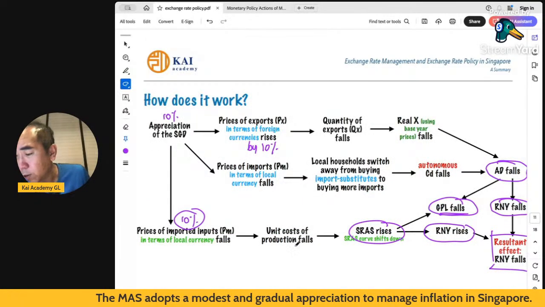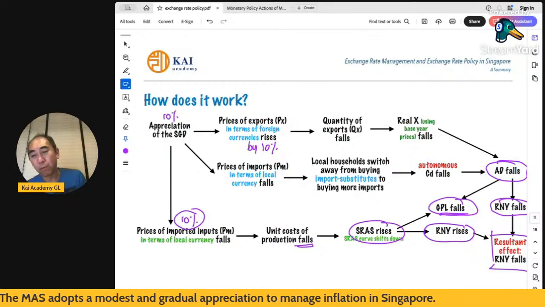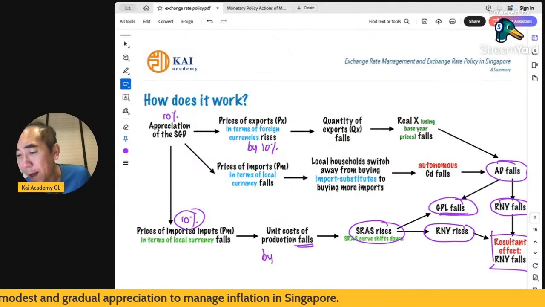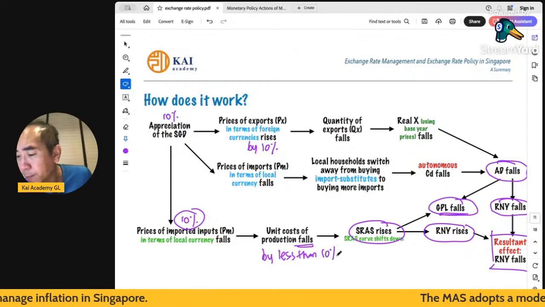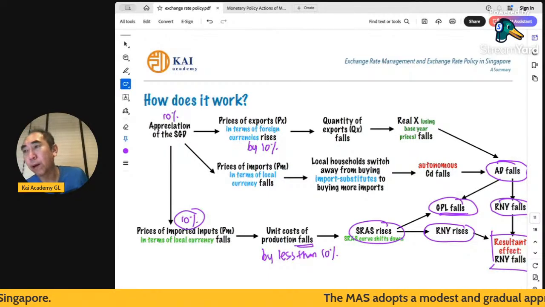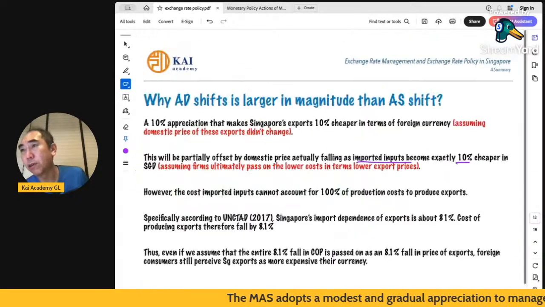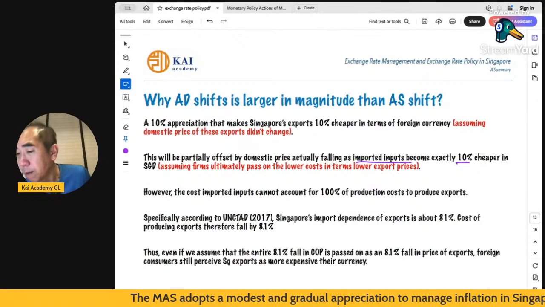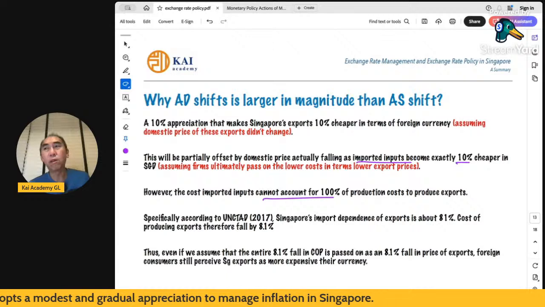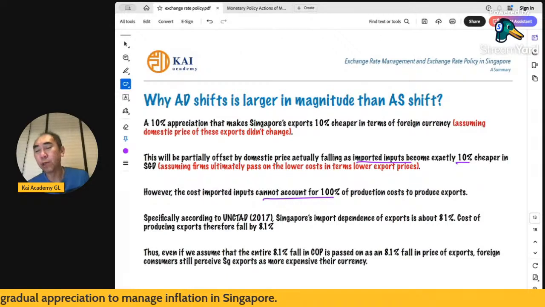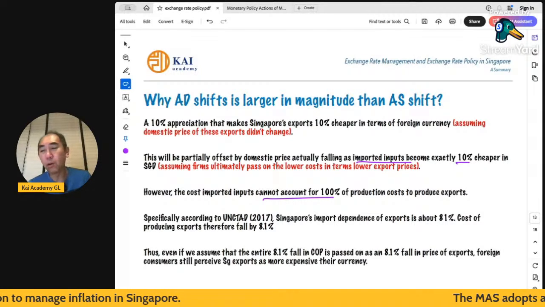Now, this will cause unit cost of production to fall, right? Because as inputs become cheaper, unit cost of production will fall by less than 10%. Why does unit cost fall by less than 10%? The main reason why unit cost falls by less is because imported inputs cannot possibly account for 100% of all inputs used in the production process of a country. So there will always be local input used.